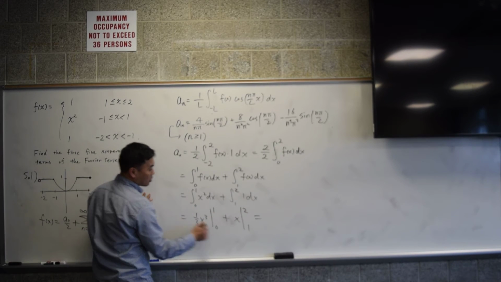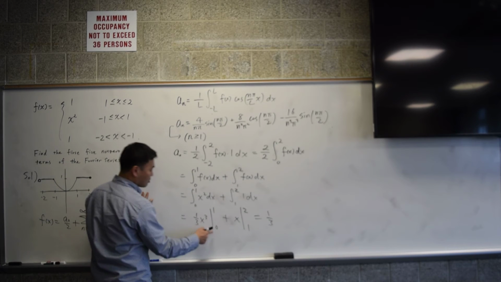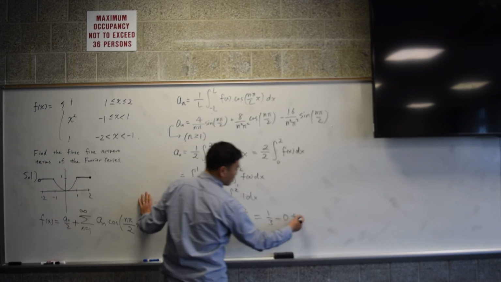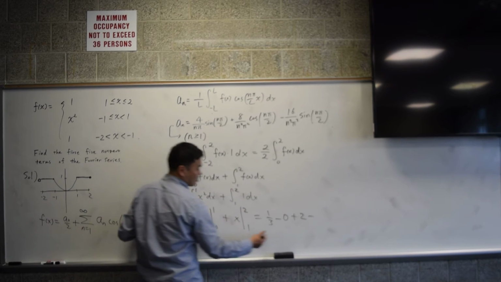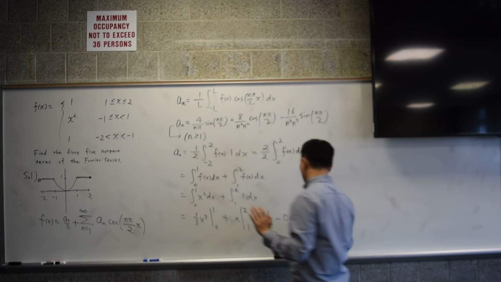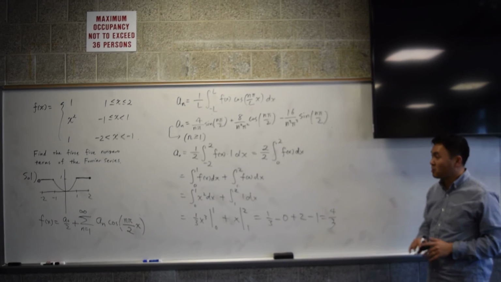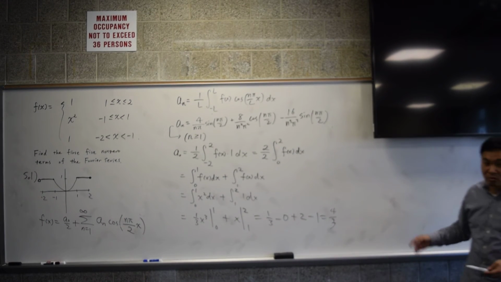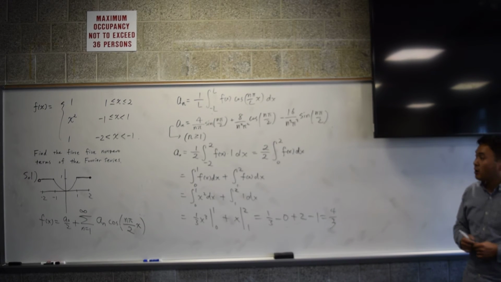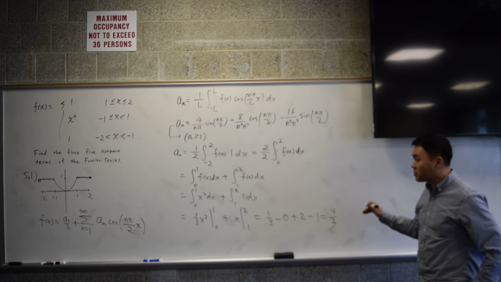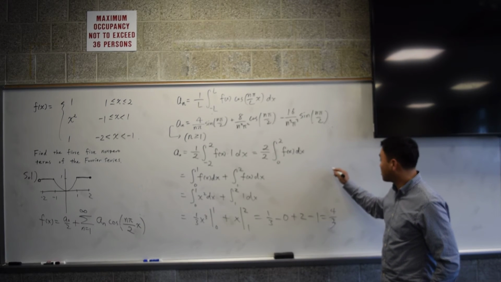Plugging in 1 gives you 1/3. Plugging in 0 gives you 0, it's minus 0. Plus, plugging in 2 gives you 2, minus plugging in 1 gives you 1. So you get 1 plus 1/3, which is 4/3. I did that part rather quickly because it's kind of trivial. All right. So that's what we have so far. And now let's actually write down the function.